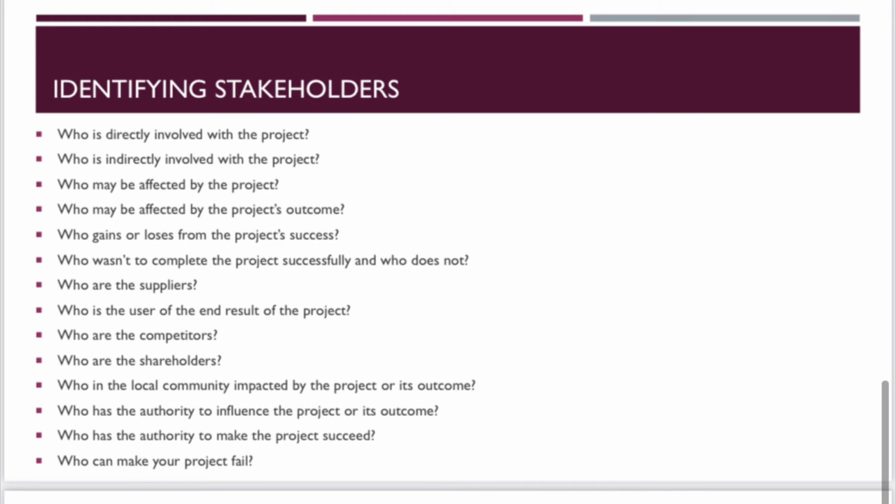When trying to identify stakeholders, it is important to look at a series of questions: whether they're directly or indirectly involved, who may be affected or not affected by the project's outcome, if anyone gains or loses anything from the project's success, and who are the suppliers, who are the end users of the project, its competitors and shareholders, and how the local community or authority may be impacted by the outcome of this project, and also who can make your project fail. It is important to understand and answer all of these questions to ensure you have identified all stakeholders for the project to be successful.